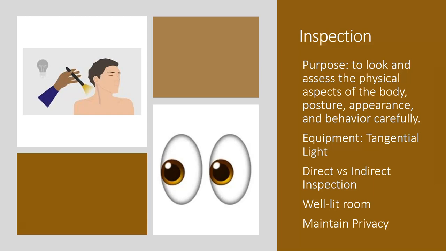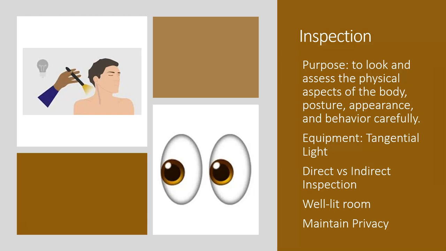Okay, so inspection. The purpose of this is to look and assess the physical aspects of the body, posture, appearance, and behavior carefully. You can use tangential light as well to see this. Some examples of tangential light would be a pen light or a lamp. It's basically just additional lighting that is placed at an angle in order to see better for a more specific assessment, such as skin lesions or jugular vein distension.